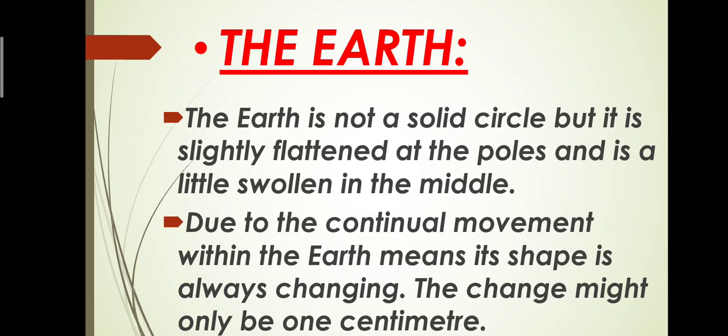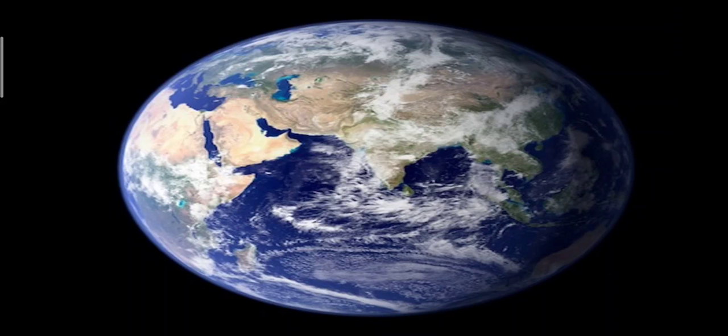As well as that, the continual movement within the Earth means its shape is always changing. Not that anyone would notice, it is not a big change, but the change might only be 1 centimeter each year. So this is about the shape of the Earth. Let me show you a complete diagram of Earth. This is the Earth in which we live.